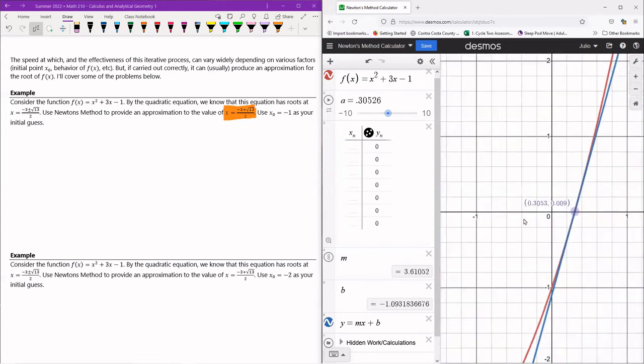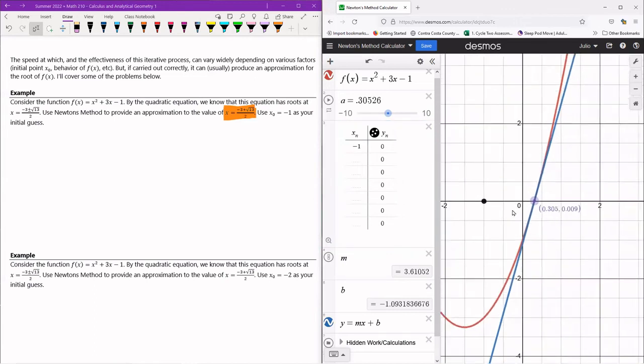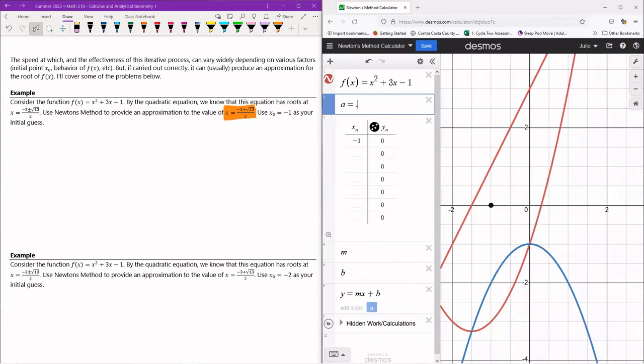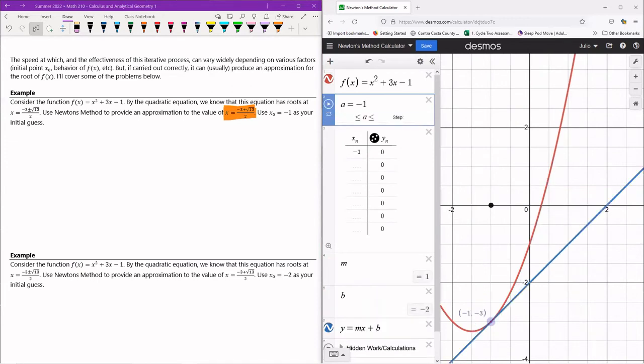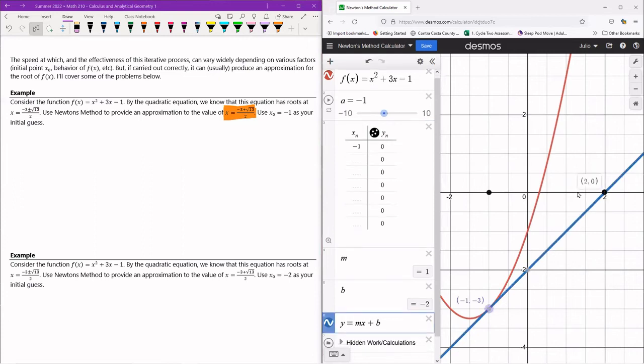So we know we want this root right here. My very first value is -1. I'm going to start here. My A, I'm going to make it negative 1. All right, here we go. It gives me the tangent line approximation at x equals negative 1 for this equation. The root of it is 2, so I'm going to put down 2 now.